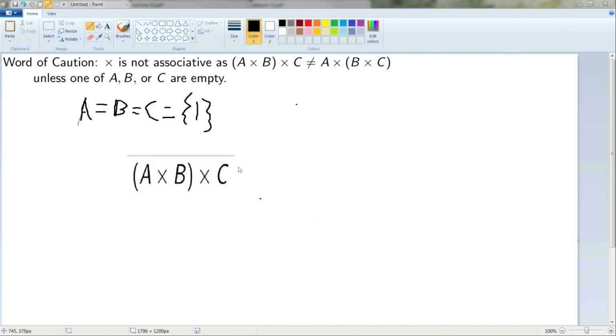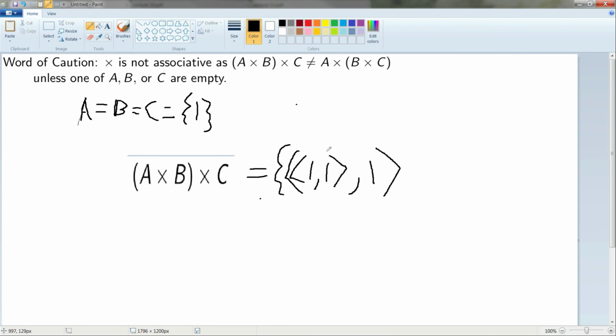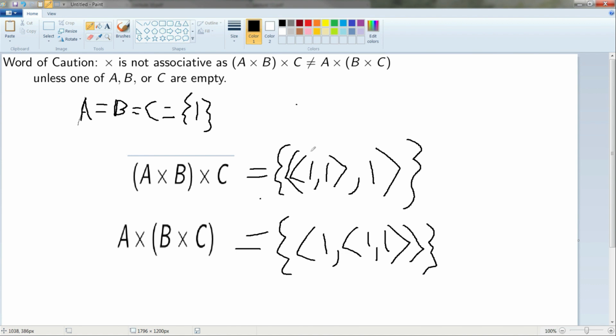Well, this cross product will simply be the set of all elements of the form (1, 1), and then I'll have these extra brackets around here, 1. So taking the Cartesian products this way gives me an ordered point that's formed by having an ordered point in the first component and then a single number in the second component. On the other hand, if we take the other Cartesian product, this will simply be the collection of this element. So now this set here is clearly not equal to this set since they're different objects. So this is why the Cartesian product won't be associative unless one of the sets is empty.